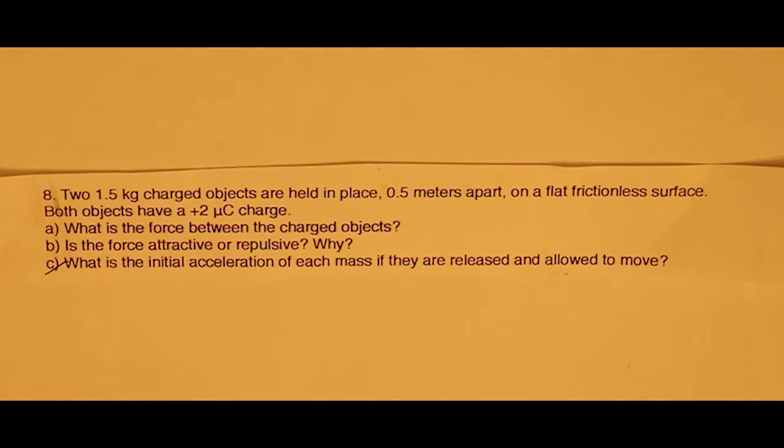We have two 1.5 kilogram charged objects held in place 0.5 meters apart on a flat frictionless surface. Both have a +2 microcoulomb charge. What is the force between the charged objects? Is the force attractive or repulsive, and why? And what is the initial acceleration of each mass if they are released and allowed to move?